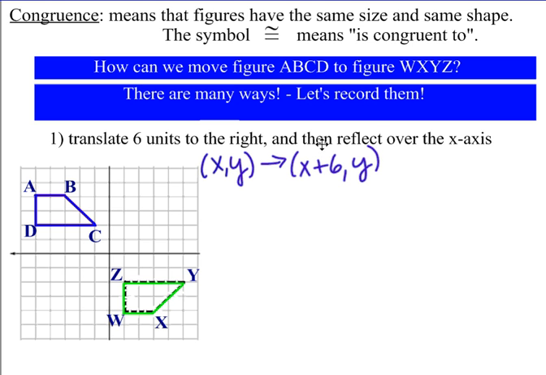And then our next step, reflect over the x-axis, (x, y). Then what we would do to reflect over that is (x, negative y). These are our two steps that we would do in that first one.